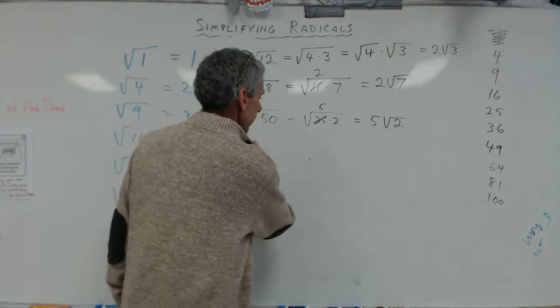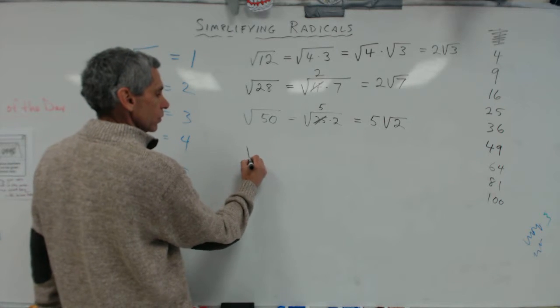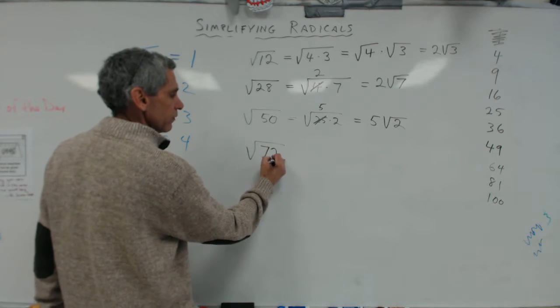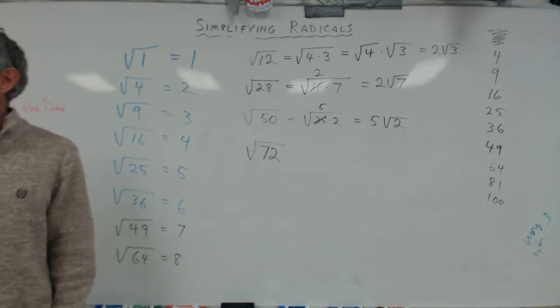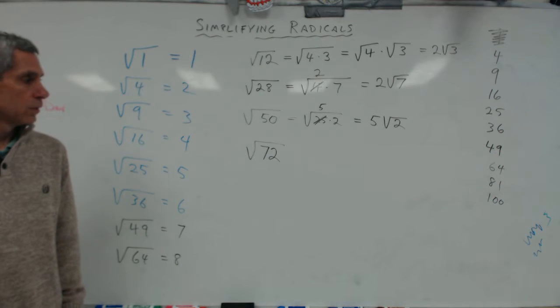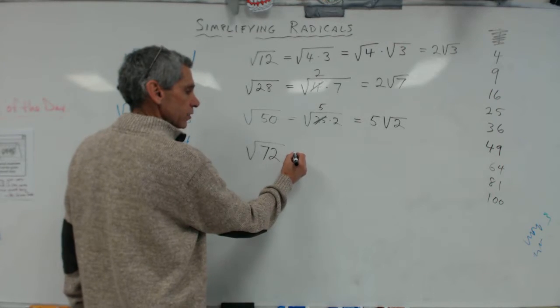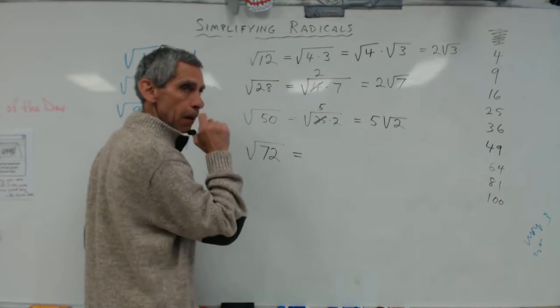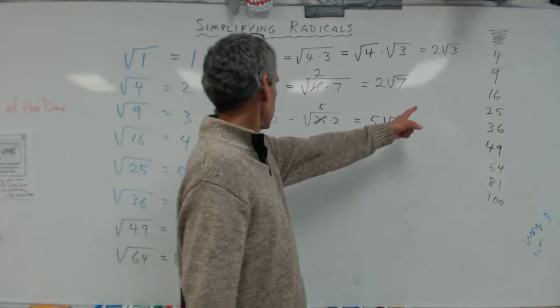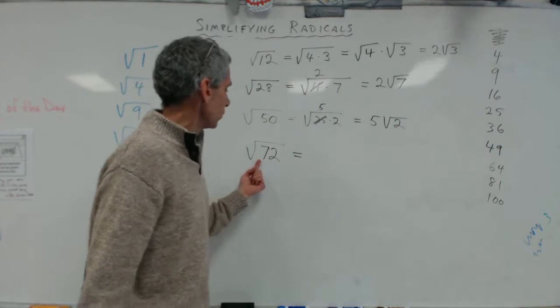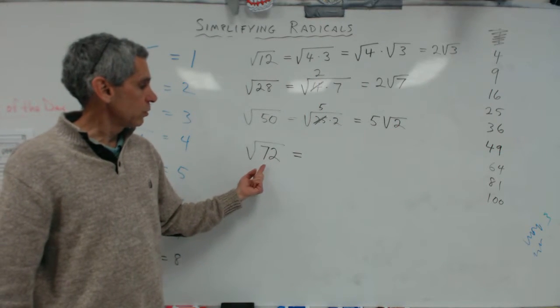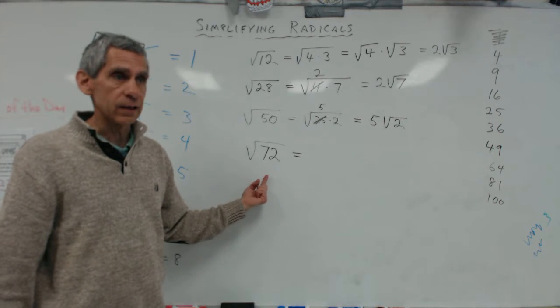So now, last one. Write down the square root of 72. 9 and 8. Okay, so let's try that. That's 9 times 8. So we want to know, does 4 go into 72? Actually, it does.